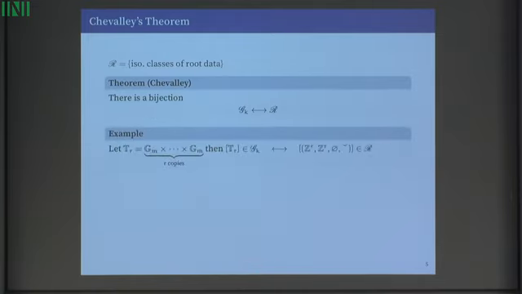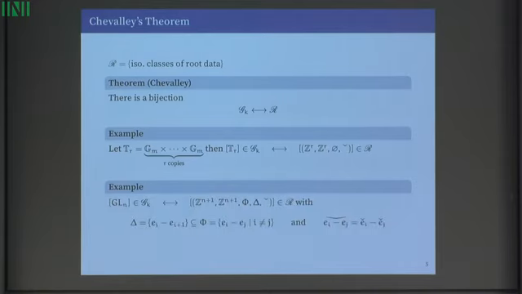Okay, so let's just do two examples. If I just take r direct copies of the multiplicative group of the field, that's going to be a torus. And this corresponds to a pair, you just take Z^r, and the roots are empty. Okay?